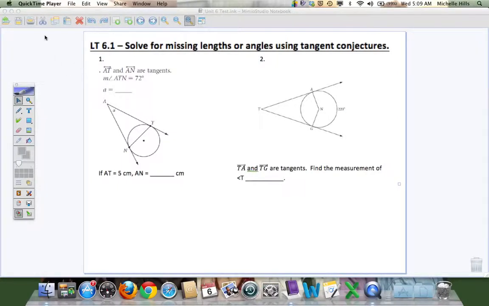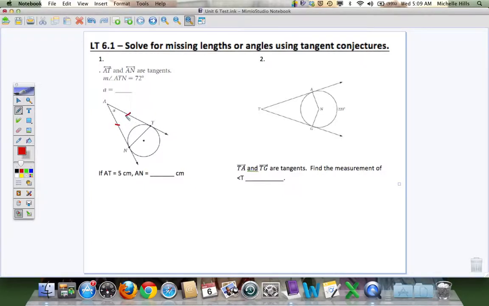So for Learning Target 6.1 on the Unit 6 test, it's talking primarily about tangents, as you can see in the name of the learning target. Now, one thing I know about tangents is that if two tangents meet at a point outside the circle, then these two segments are congruent to each other. So if the distance from A to T is 5, the distance from A to N is also 5 centimeters.